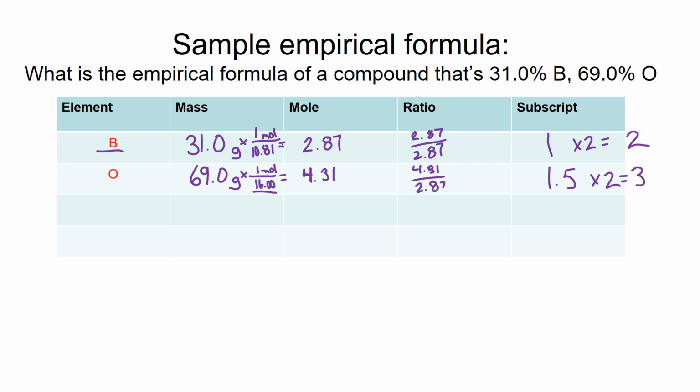So what is the empirical formula for this? B2O3. All right. Questions?